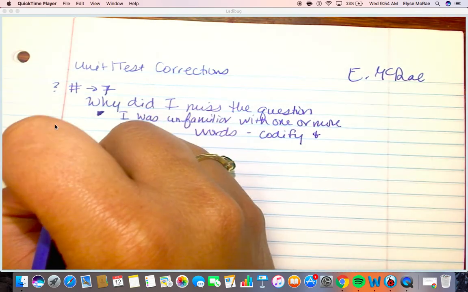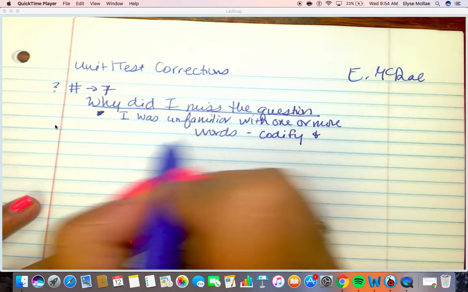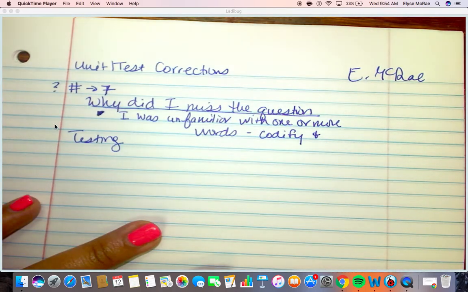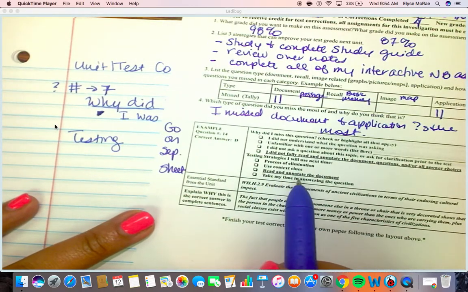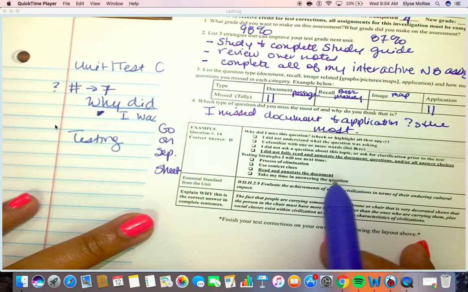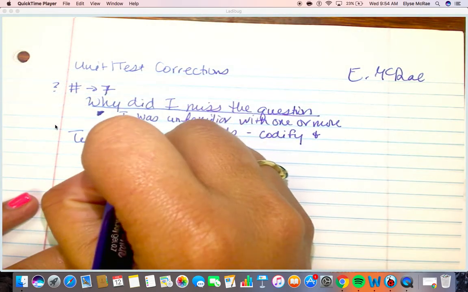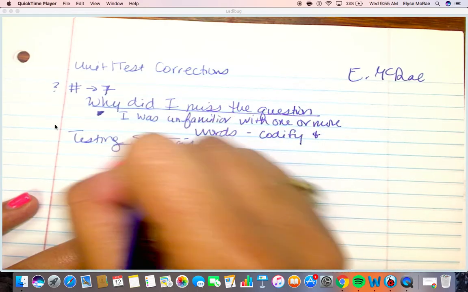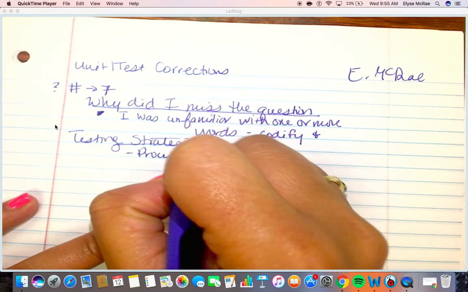put the testing strategy that I need to use, okay? And one thing that I would do for Miss McCray on your test corrections is underline this. And your testing strategies that you can use are on your paper here. So you can use process of elimination, use context clues, read and annotate the document, or take my time answering the question, okay? So, testing strategies. Next time, Miss McCray is going to use the process of elimination.